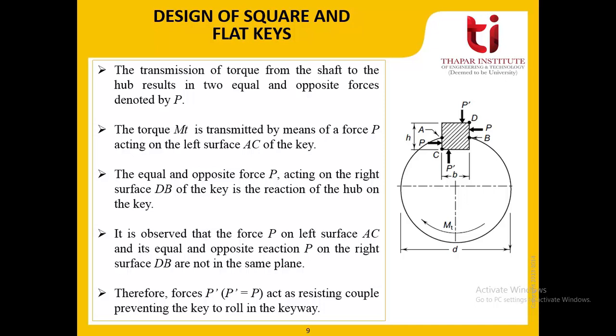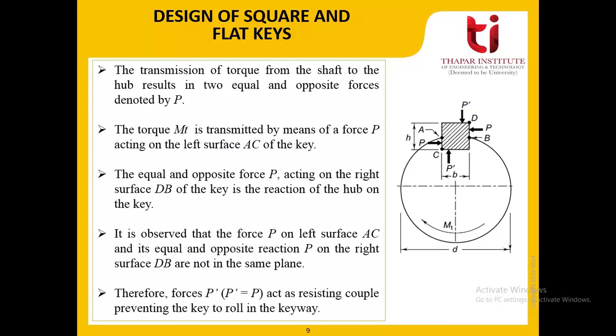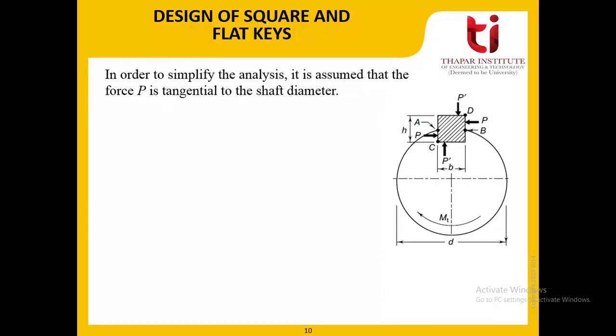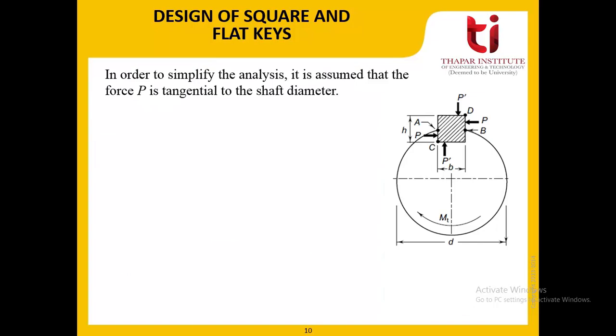Now one primary thing we need to understand is that the shaft is under rotation, with Mt, the torque transmitted. So we can always express this P in terms of the torque transmitted. For doing that we need to make one assumption, that this P is tangential to the shaft diameter. I think that is a satisfactory assumption to carry out.